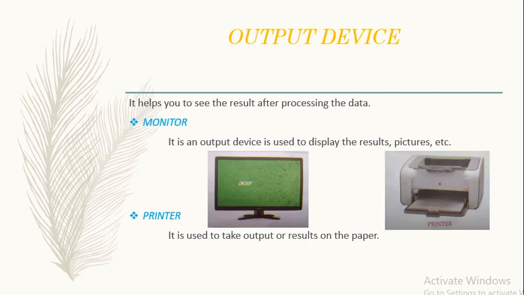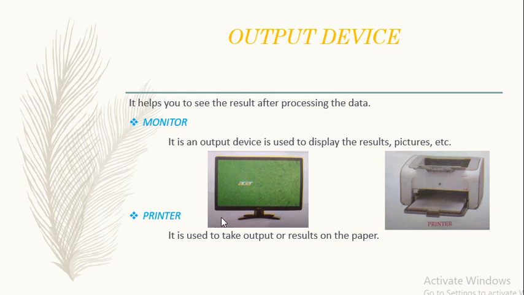Now we are moving to the next point, which is output devices. These are the devices which are used for getting the output of our activity. So the first one is monitor. It is an output device used to display the result, pictures, etc. Whatever we input in the computer with the help of keyboard or mouse is processed by the CPU, then finally it is displayed on the screen, and that screen of the computer is known as monitor.